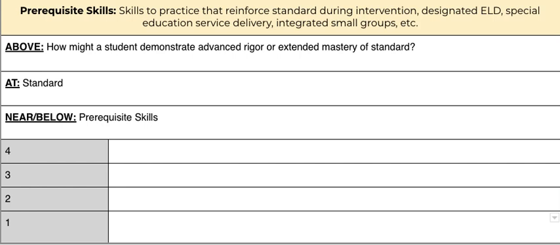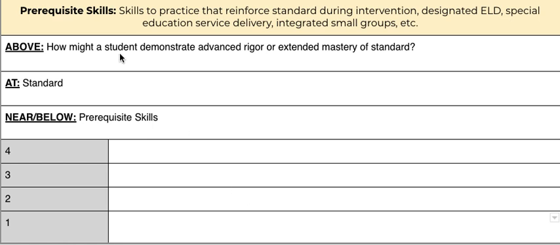around prerequisite skills. These are skills that need to be practiced or reinforced that undergird the standard. So think about the things that you do during intervention, maybe reinforced during a designated ELD time. They might be part of a special education service delivery, or something that you integrate during core, but during integrated small groups or something along those lines.